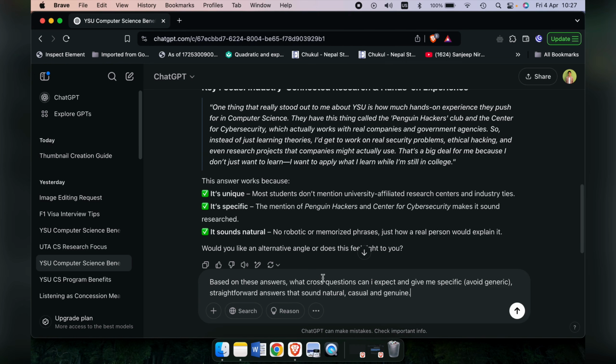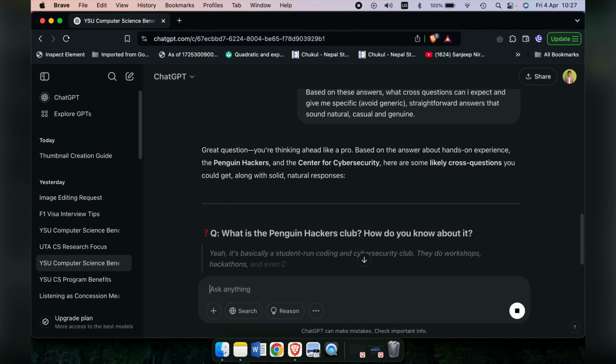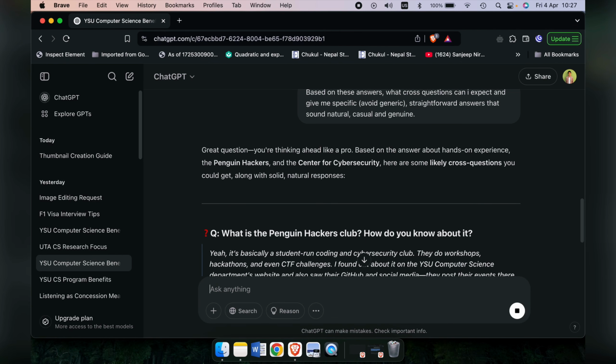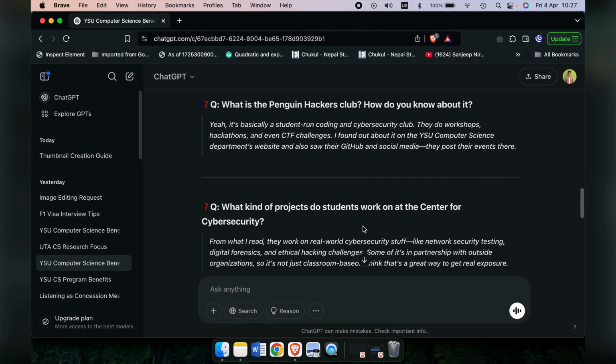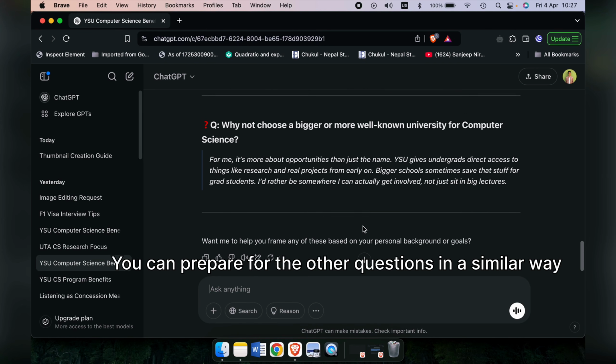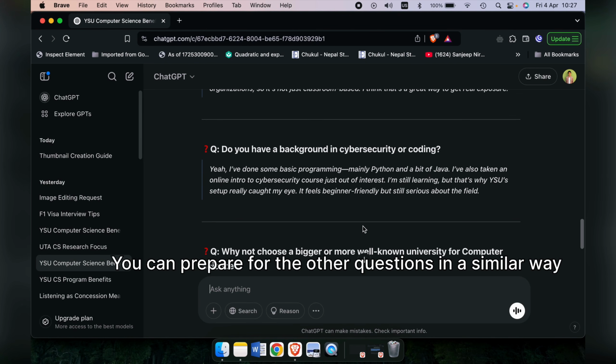Based on these answers, what cross questions can I expect? And give me specific straightforward answers that sound natural, casual and genuine. And then it will give you the most probable questions, cross questions actually, along with sample answers. And of course, you need to be smart enough to know which answers might sound generic and which ones sound unique. And yeah, just like that, you can start preparing for all the other questions that can be asked in your interview.